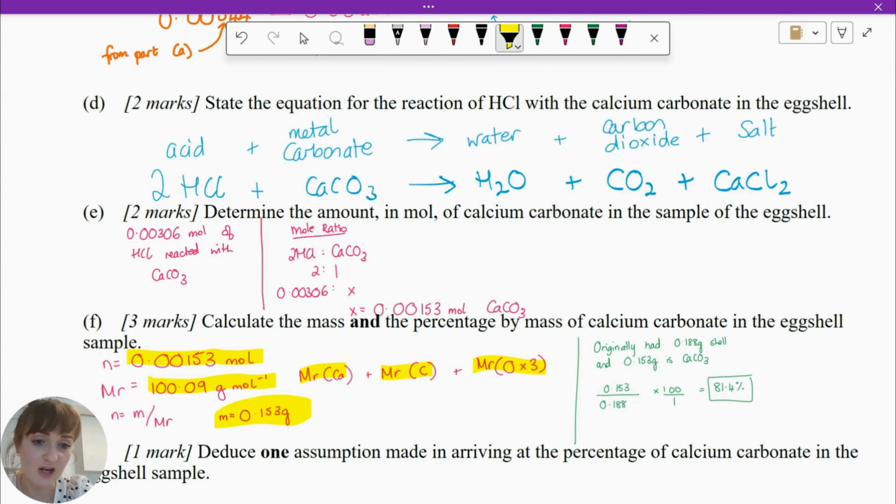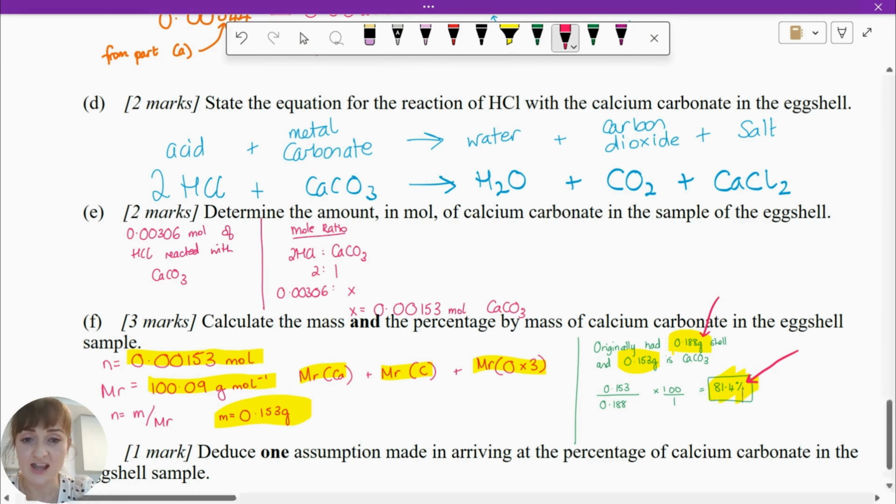And I also know what I originally put in. I started with 0.188 grams of the shell. And now I know how much calcium carbonate it is. So that's easy for me to turn it into a percentage. So what I've now figured out is that of the 0.188 grams of shell that I put in, 81.4% of it is calcium carbonate. I had to make some assumptions in coming to this conclusion though.